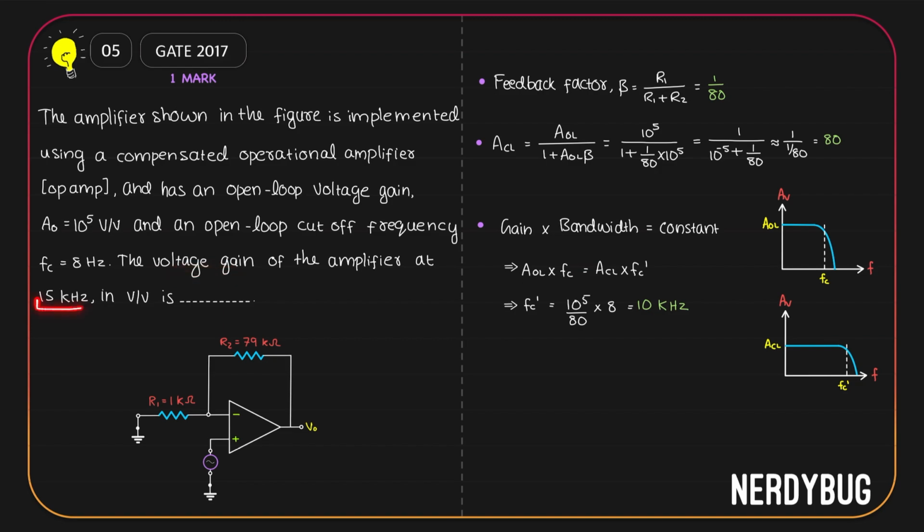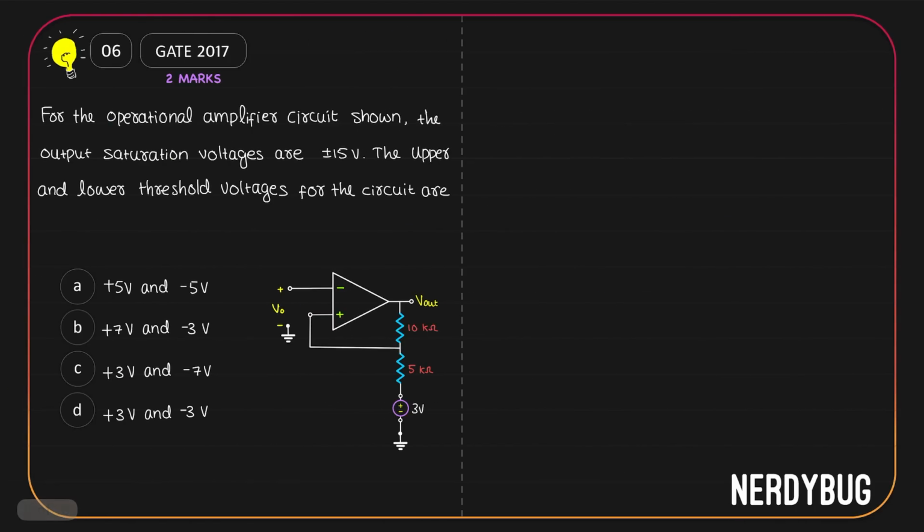Now, what we have to find out is the voltage gain of the amplifier when the input frequency is 15 kilohertz. It can be found using the expression AV is A max divided by root of 1 plus FC by F whole square. We have the closed loop configuration. So the maximum value of gain is the closed loop gain, which is 80. FC should be the cutoff frequency in closed loop configuration. It is 10 kilohertz. F is the frequency of the input, which is 15 kilohertz. So if we give the values, we get the gain. It is 44.4. Let us see the next problem.